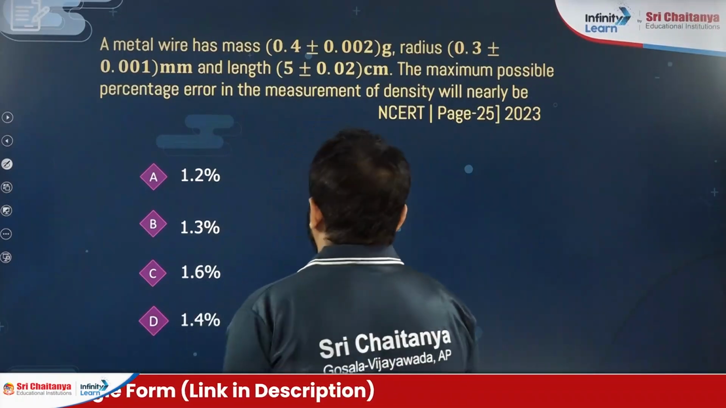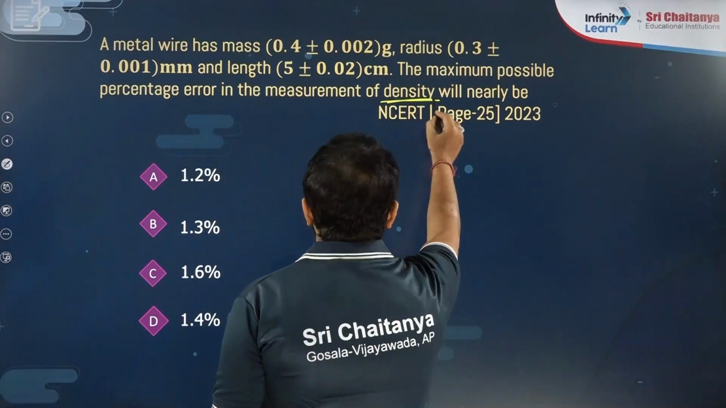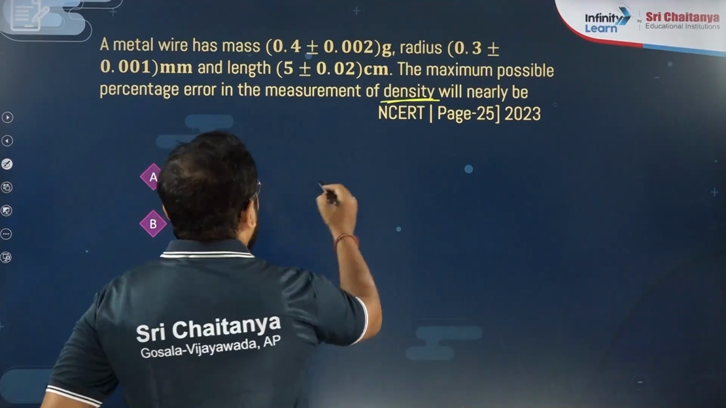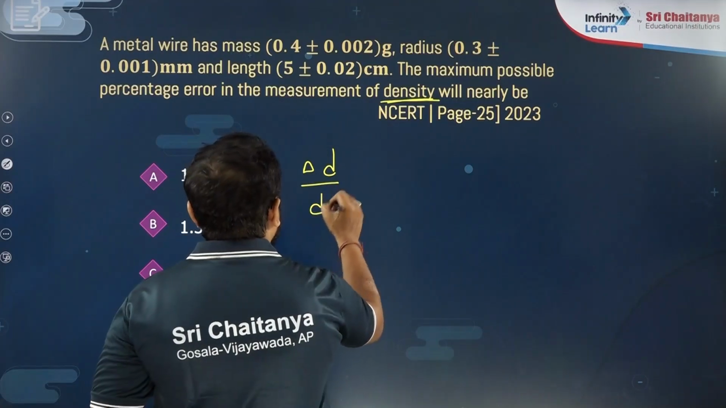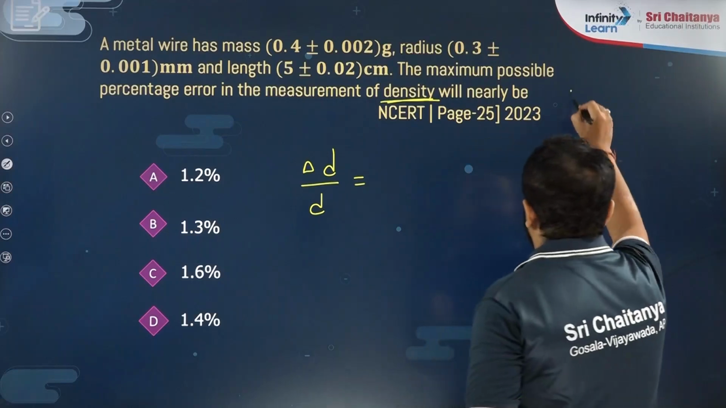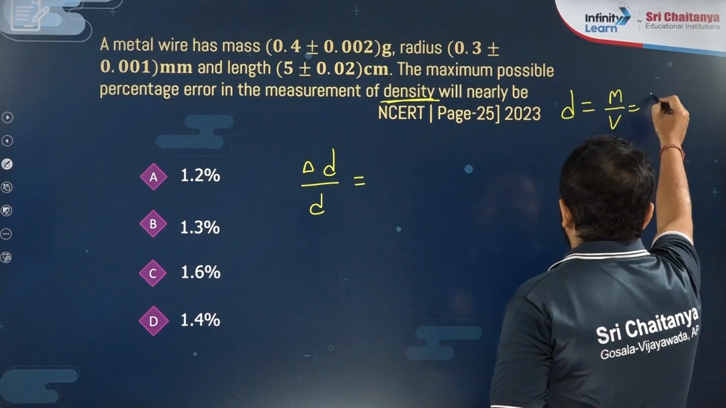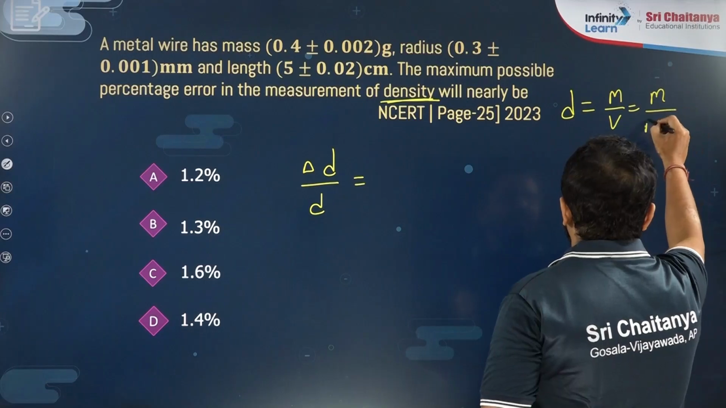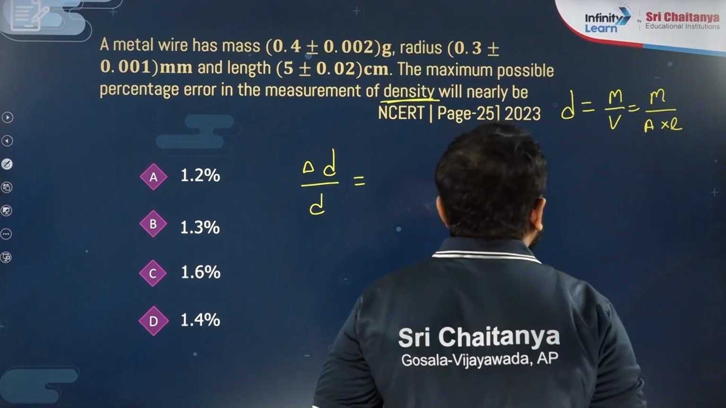So what is the formula? They are simply asking for the density. Density means what? What is the formula for density? That means delta D over D is equal to, first write down the general formula. Density is equal to what? Mass upon volume. That can be written as mass upon area into length. Is this clear?